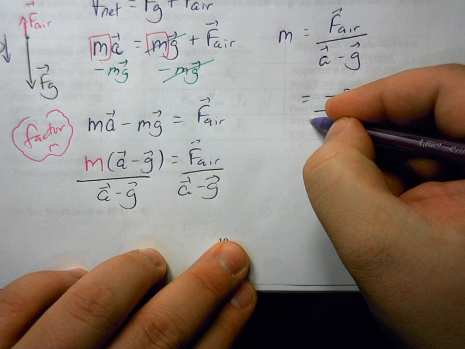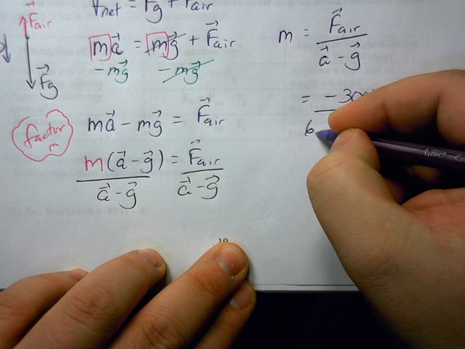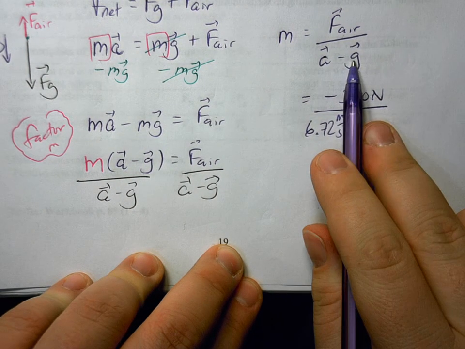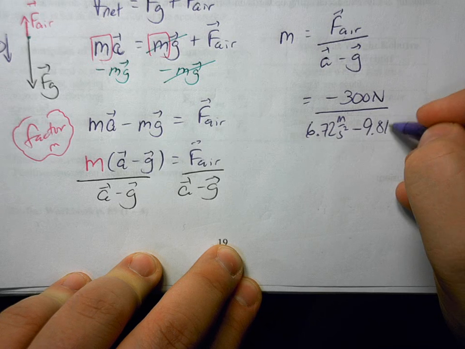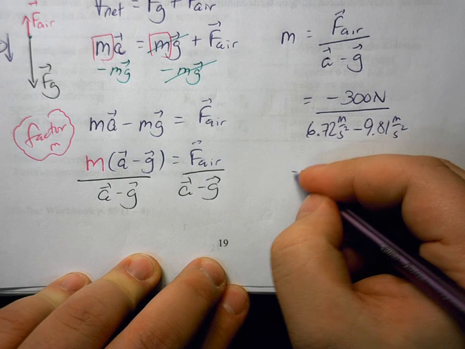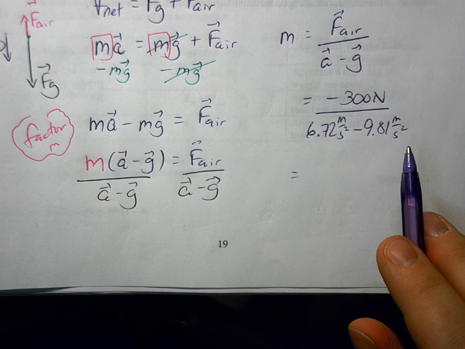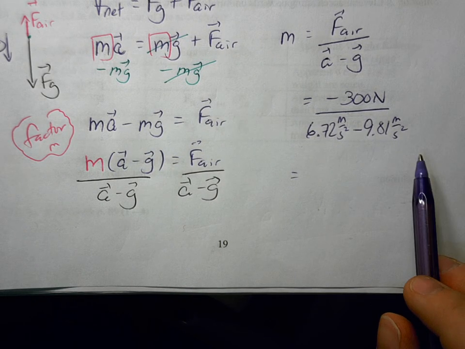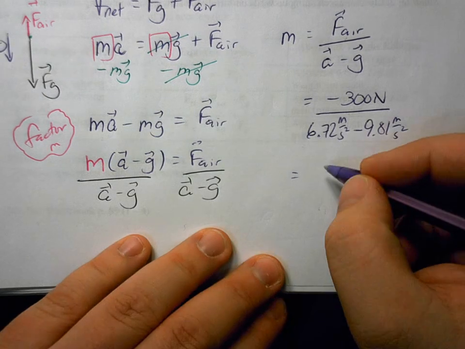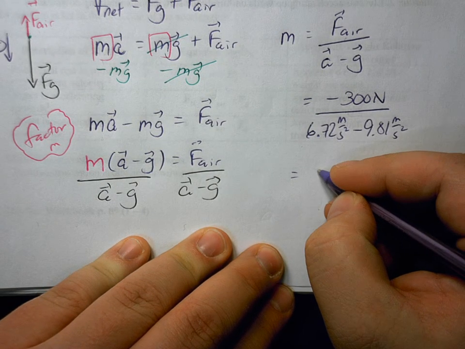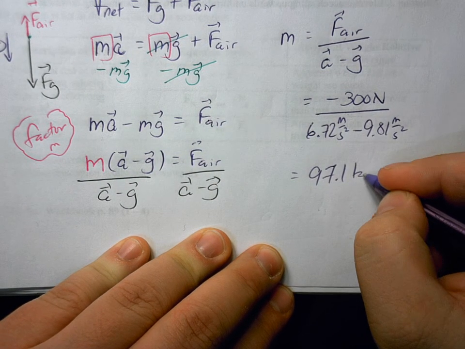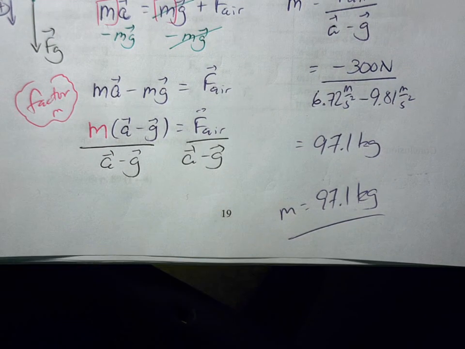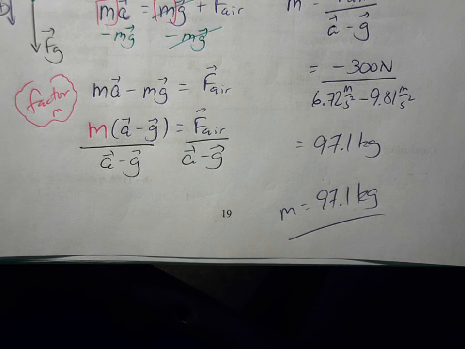We've been told the acceleration is 6.72 meters per second squared down. So that's going to go in as a positive since it's down. g also going down is going to be going in as a positive. So what I'm going to get here is this negative 300 divided by 6.72 minus 9.81. So what we're going to get is about 97.1 kilograms. So we can say that this skydiver has a mass of 97.1 kilograms, which seems about sensible.